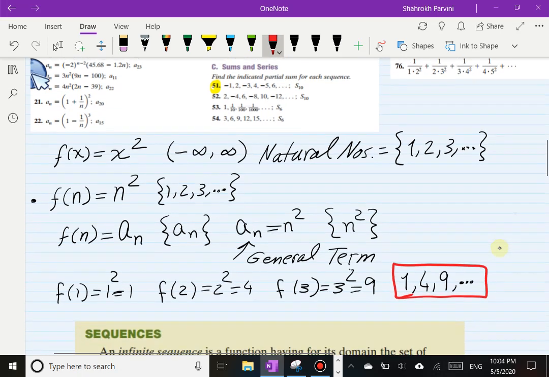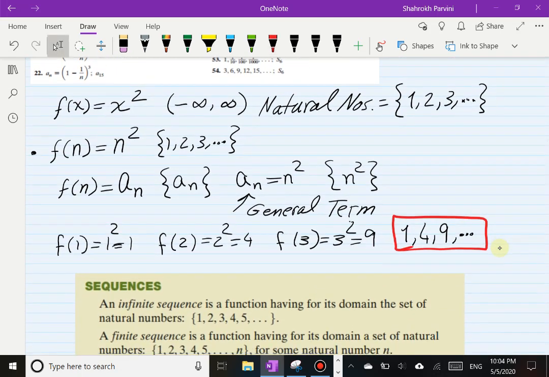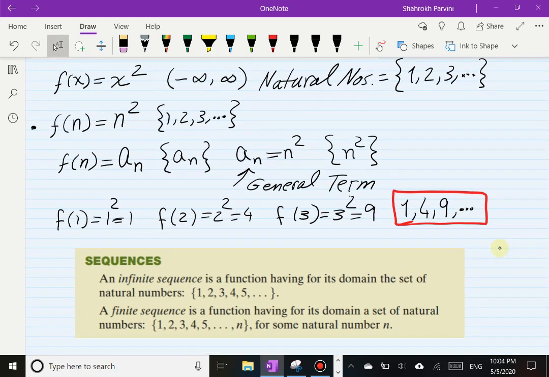So let's take a look at the book's definition of a sequence, and there you go. Again, if you restrict the domain of the function to the set of natural numbers, that's when you get sequences. And that's what this description reads: an infinite sequence. The reason we have the word infinite here is because the set of natural numbers is infinite. So these are called infinite sequences. Notice that these are functions. It's a function whose domain is the set of natural numbers.